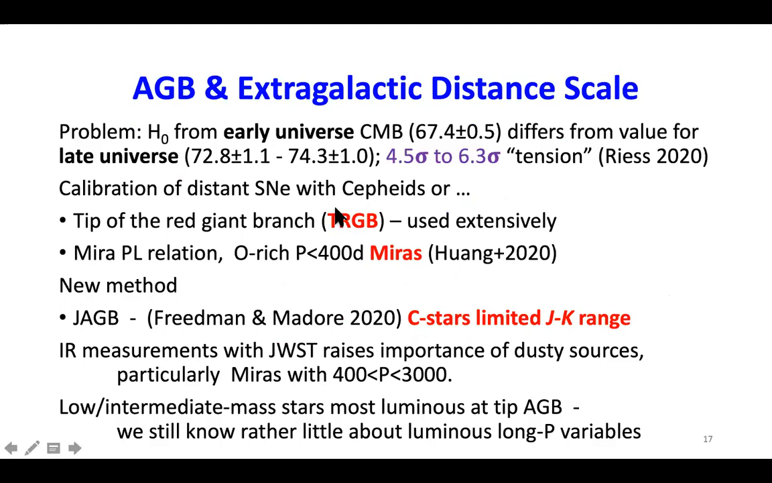Just briefly, I want to mention the potential of AGB stars and giant branches as extragalactic distance indicators. There's been a revival of interest in the Hubble constant because of the apparent tension between measurements of the cosmic microwave background and the supernova expansion rate. So there's a big interest in how you can calibrate the supernova. Tip of the red giant branch is used, short period Miras have been used, and there's the new method of using carbon stars in the limited J minus K range. It'll be interesting to see how this develops, and it will be interesting to see if there's any potential in these very long period, very massive stars that have periods up to 2,000 or 3,000 days.